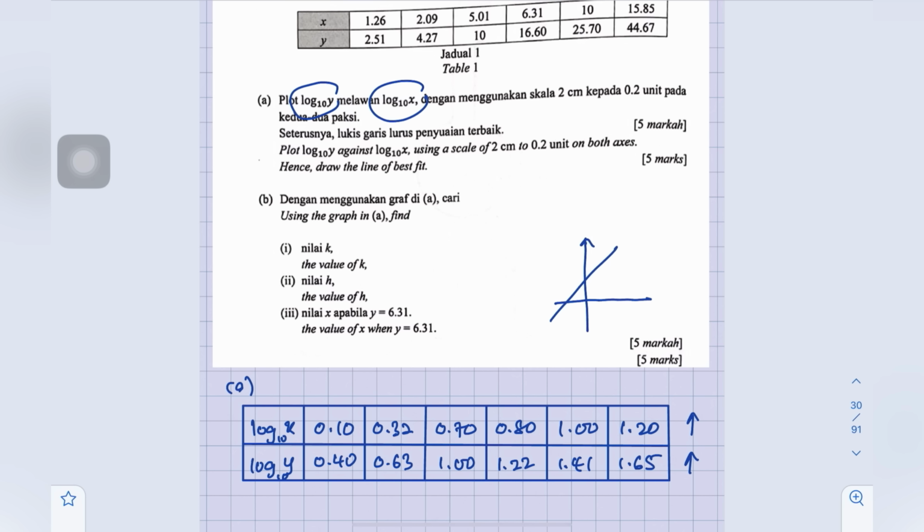Okay, so kalau both increase or both decrease, dia punya straight line gradient positive. Kalau satu increase, satu decrease ataupun satu decrease, satu increase, dia punya straight line gradient negative. Tapi yang this one both increase, so dia punya straight line macam ni lah, gradient positive. Okay, so you must follow the scale, which is 2 cm to 0.2 unit on both axes. So nanti you akan dapat macam ni lah.